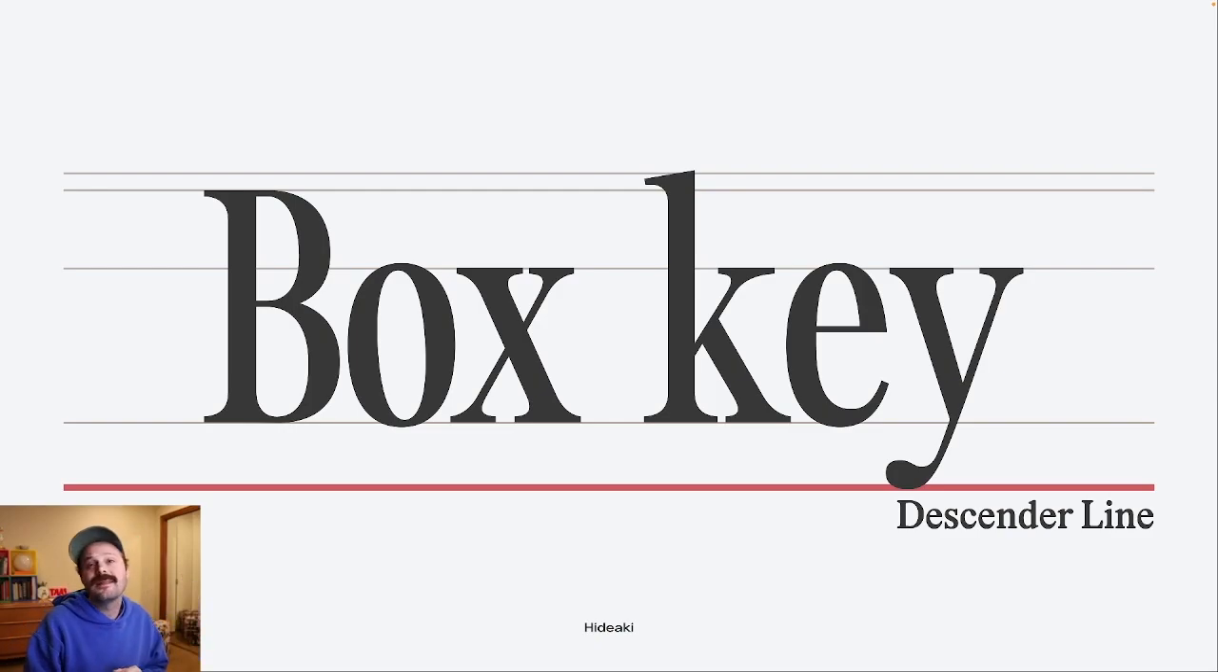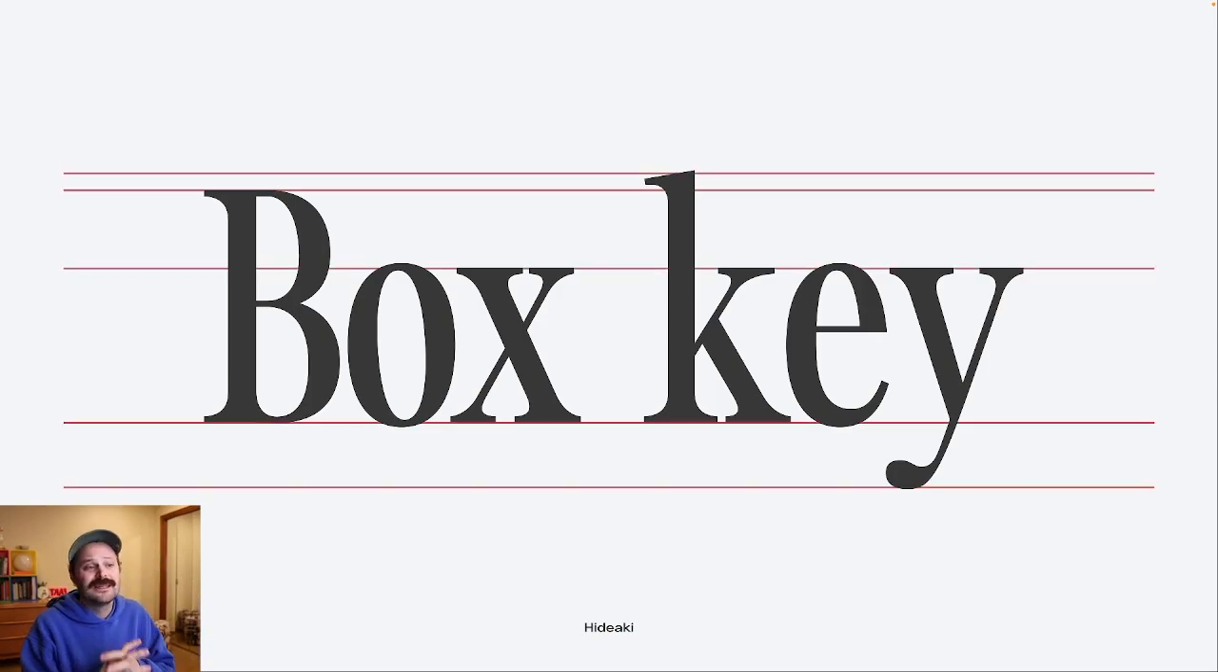And to remember them all, I'm going to hit you with this little song that I'm about to make up that goes, started from the bottom is the descender, the base, X, cap, and the ascender.